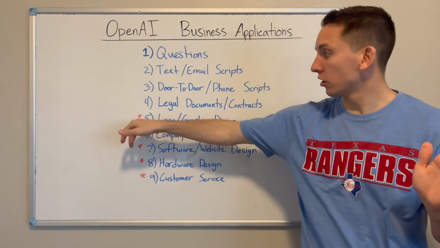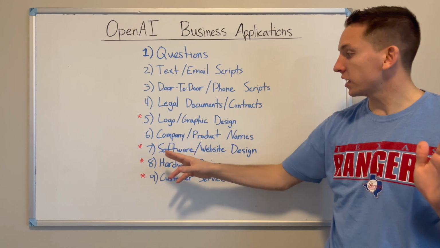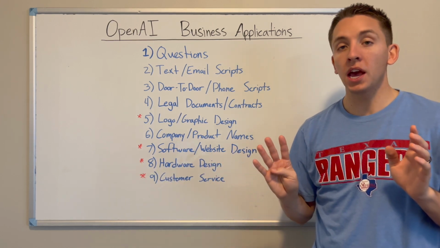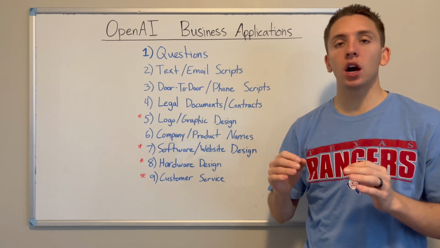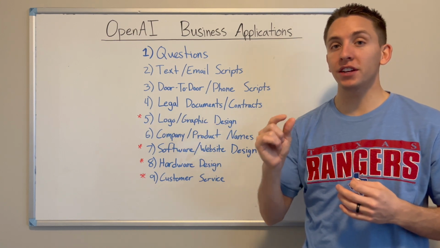Now, I put a little asterisk next to a few of these: logo and graphic design, software design, hardware design, and customer service, because you can't use it quite yet. It's not quite there for you to automate, but it is coming in the very near future.